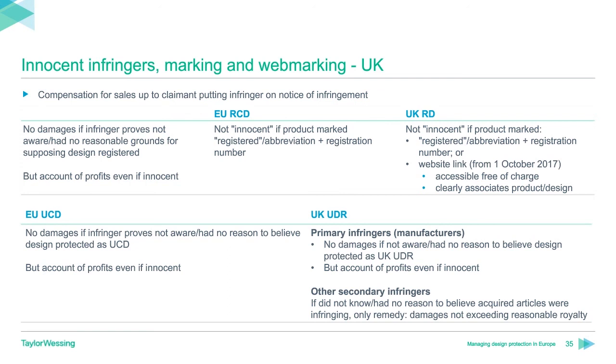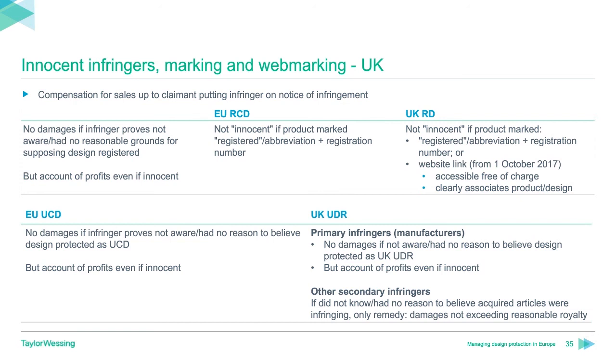So this splits into considering whether it's an EU registered community design right or a UK registered design right. In those cases, the infringer may escape an order for damages if it can prove that it wasn't aware and didn't have any reasonable grounds for supposing that the design was registered. But under UK law, an infringer will not be able to claim that it was innocent if the claimant has marked its product with the words registered, or an abbreviation of that word, together with the registration number of the design.